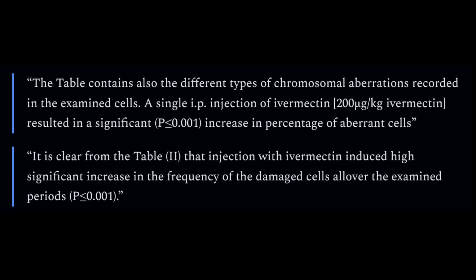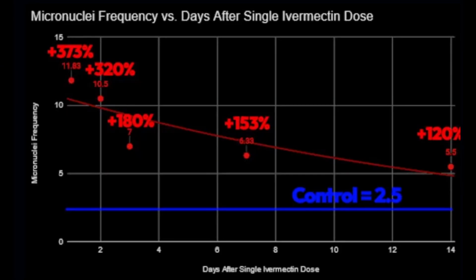Quote, "it is clear from Table 2 that injection with ivermectin induced high, significant increase in the frequency of the damaged cells all over the examined periods." Again, the p-value is less than or equal to 0.001. Let's look at this in chart format. This is over time. On the x-axis, we have the number of days after the single ivermectin injection. And on the y-axis, we have the frequency of micronuclei.